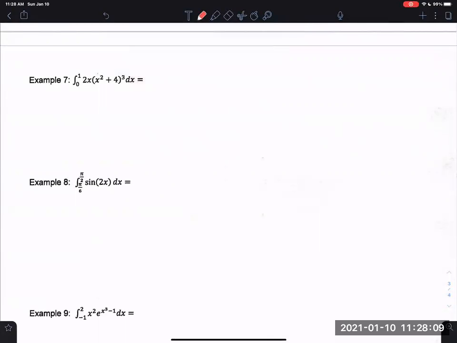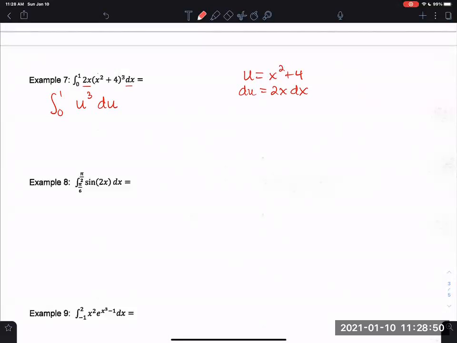Same rules apply. I'm looking for the function inside that I will be able to take the derivative of in order to do my replacement. So that means u is equal to x squared plus 4, because if I take the derivative of x squared, I'm going to get my 2x, which is right there, 2x dx. So I can go right to my rewrite. All right, 0 to 1. And I have u cubed du.